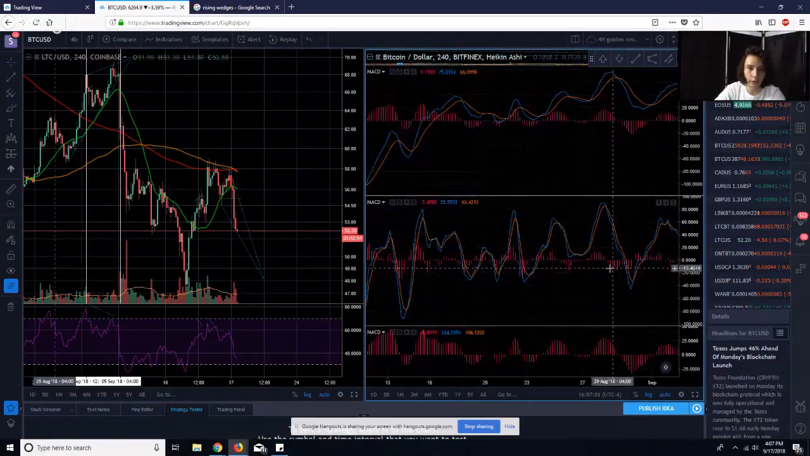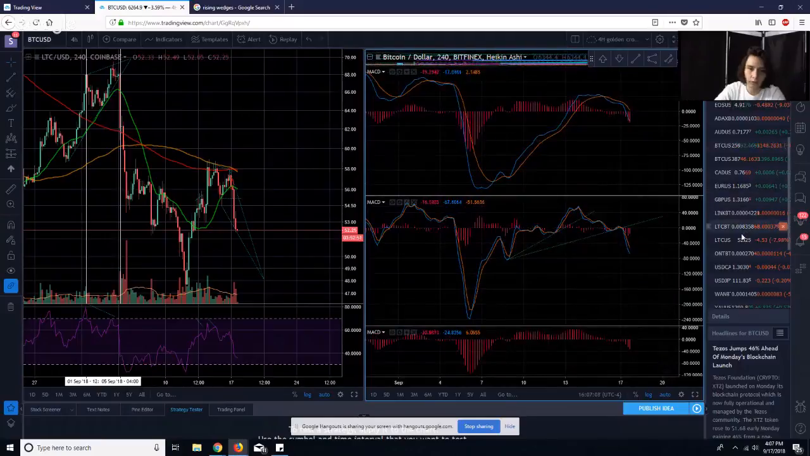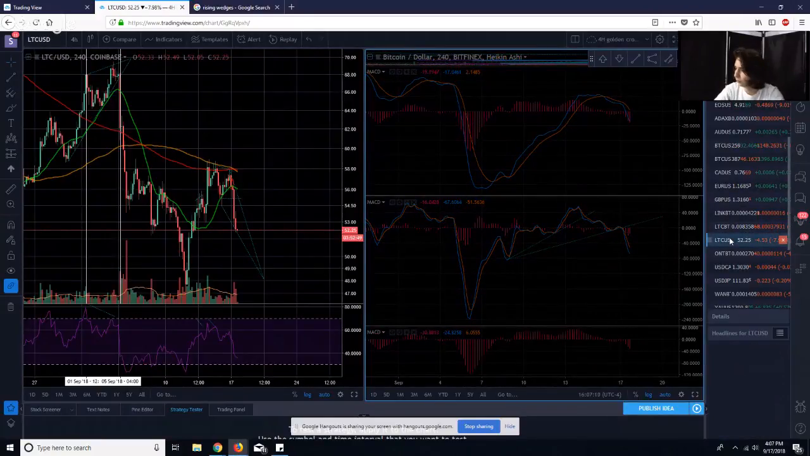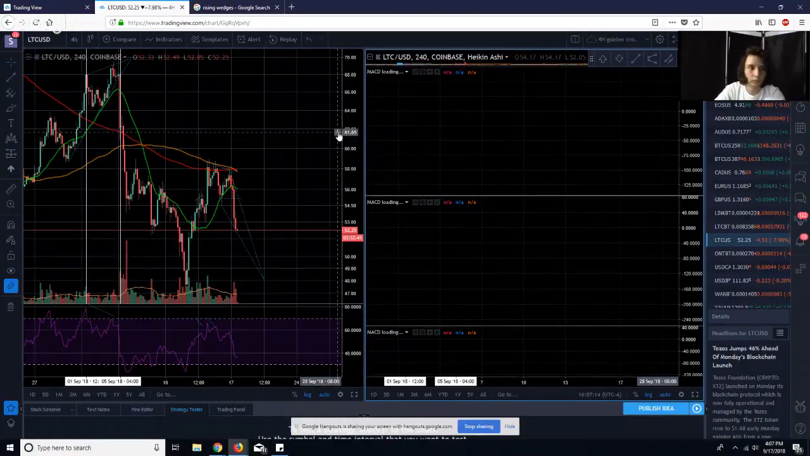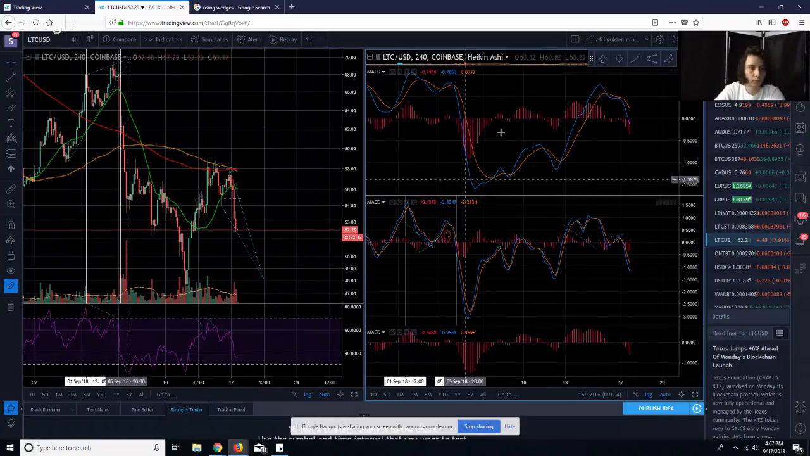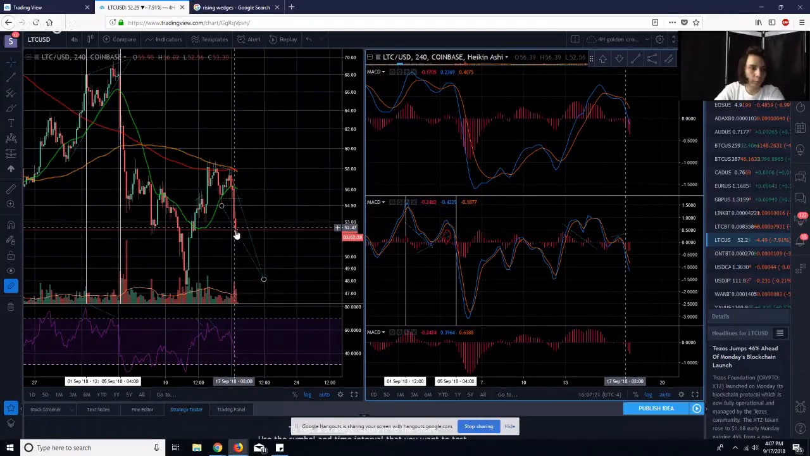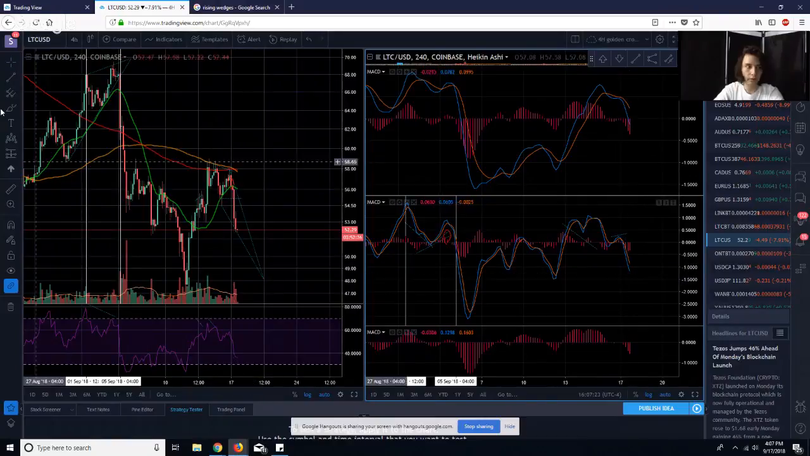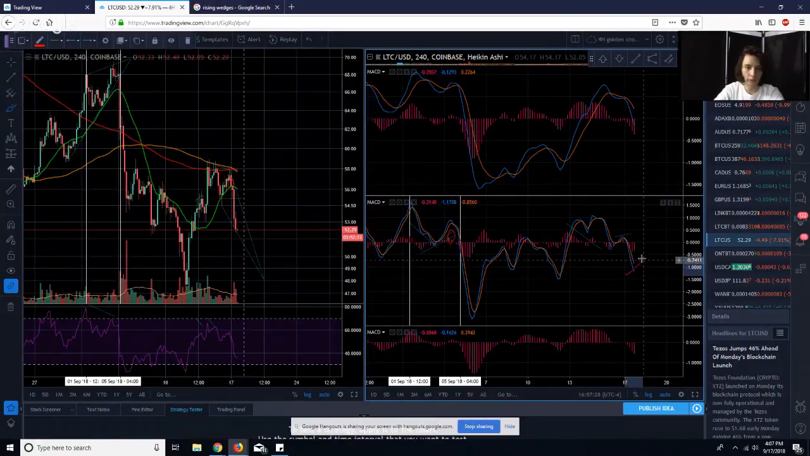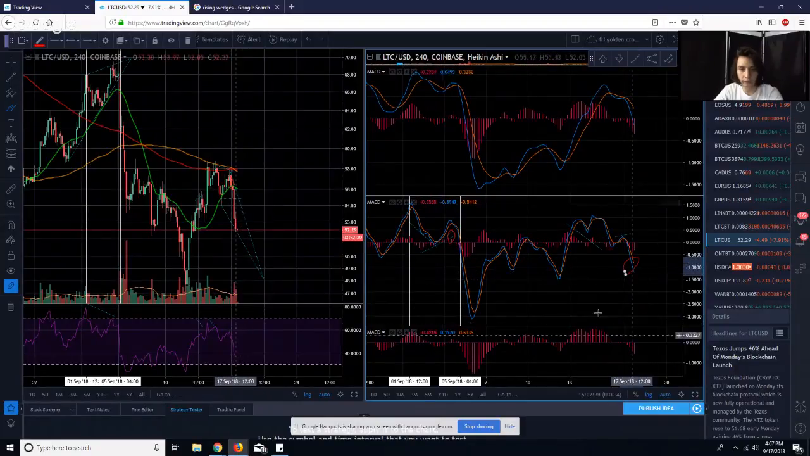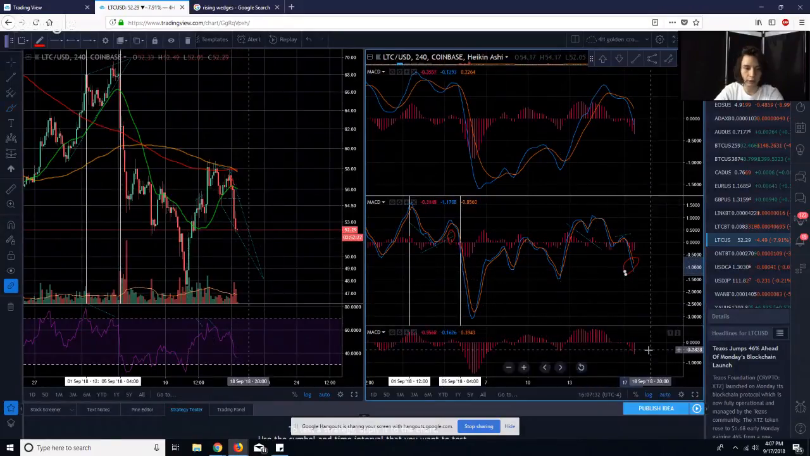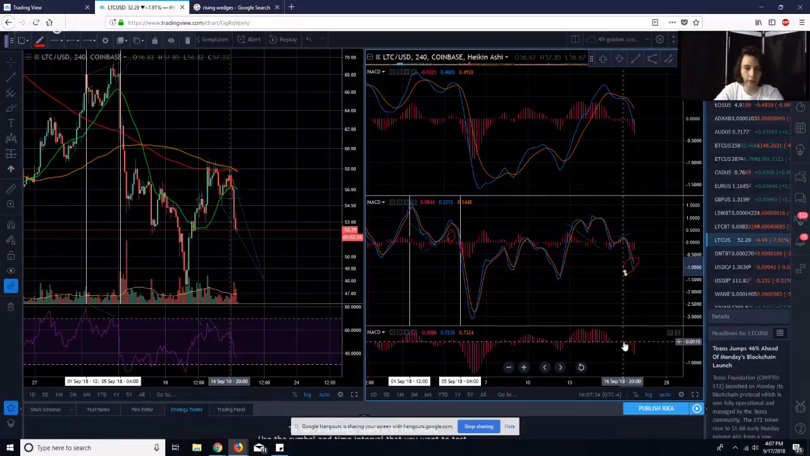Let me take a look at this. All right, so Litecoin, yeah, we just crossed the zero line. We're probably gonna keep going down unless this right here starts curving upward, which it does not look like it's doing right now. It looks like we're still getting negative momentum on the histogram right here.